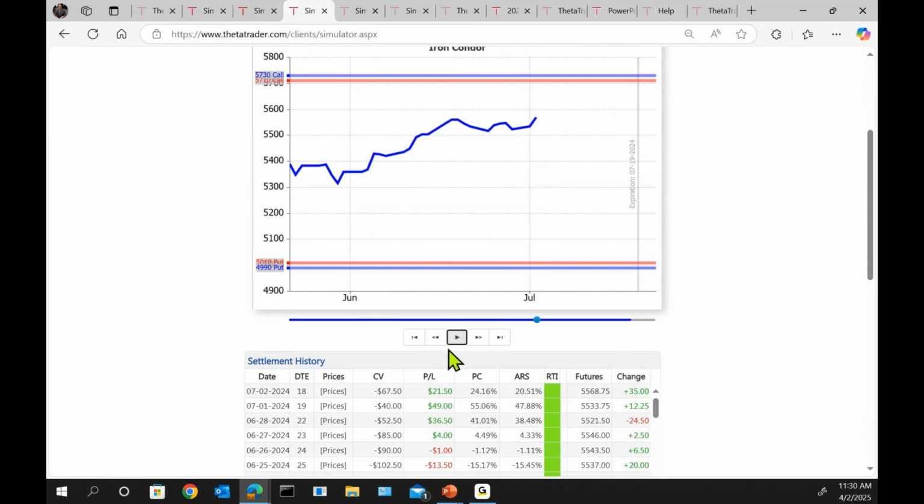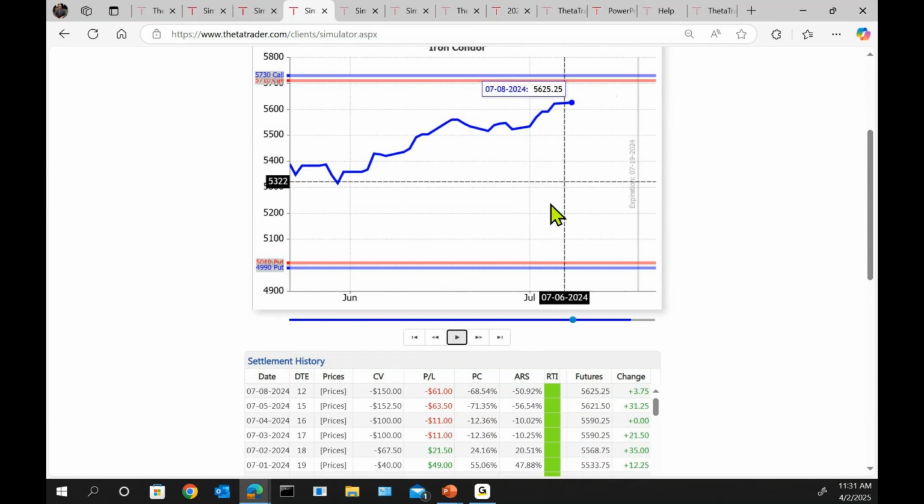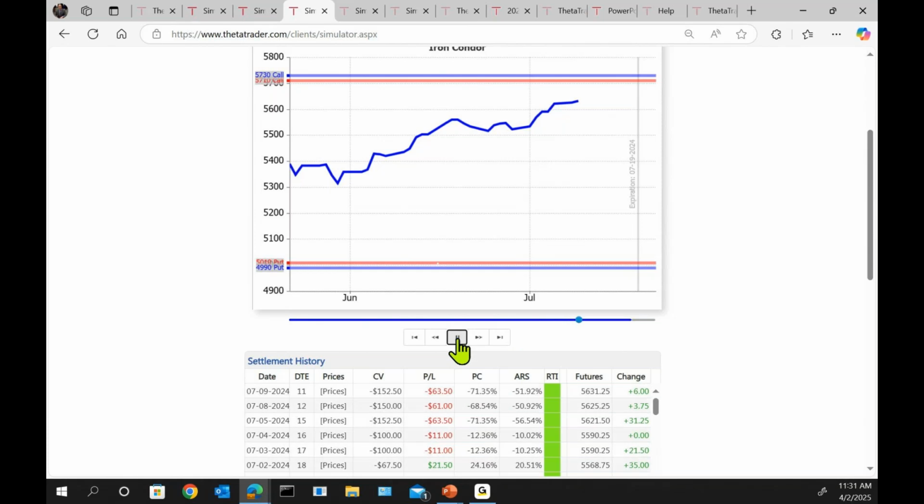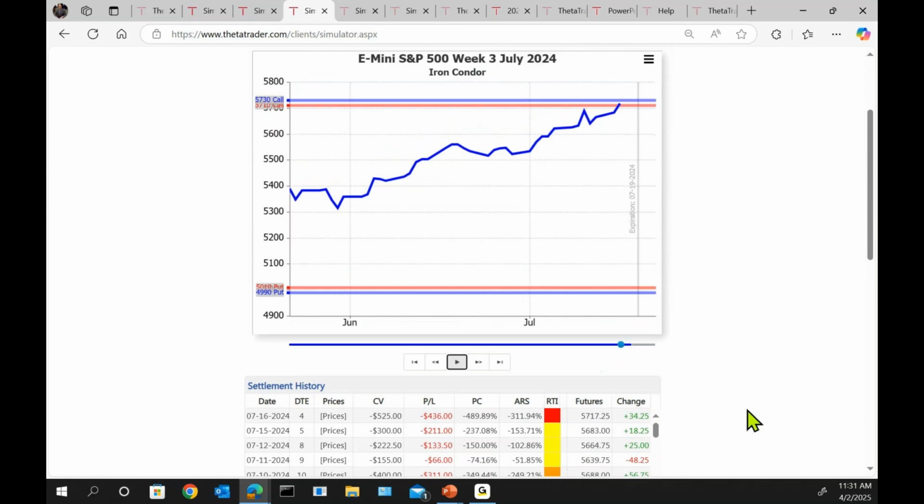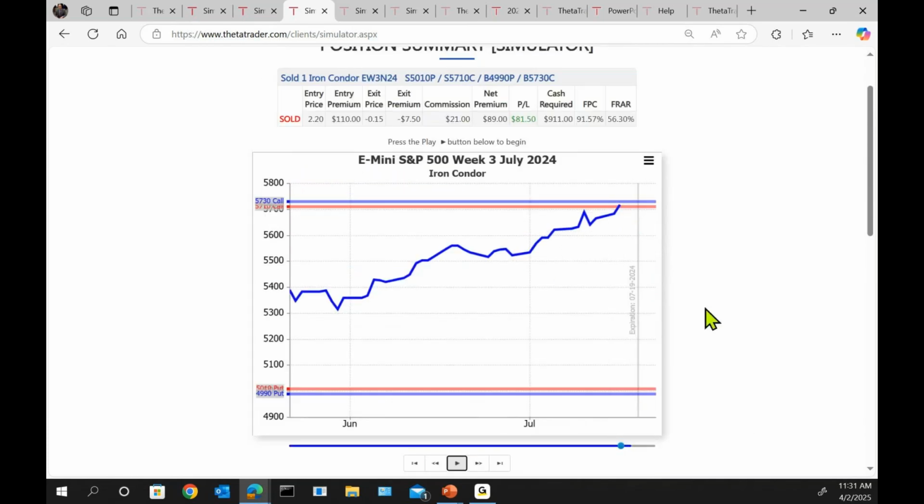The trade is turning slightly profitable. Now it's turning negative again because it's really starting to get closer to that upper boundary where you sold those calls. Then it turns yellow and orange. That's even more highly elevated, but still do nothing. And then it finally turns red. Too much risk, get out of the trade. This trade did not work.